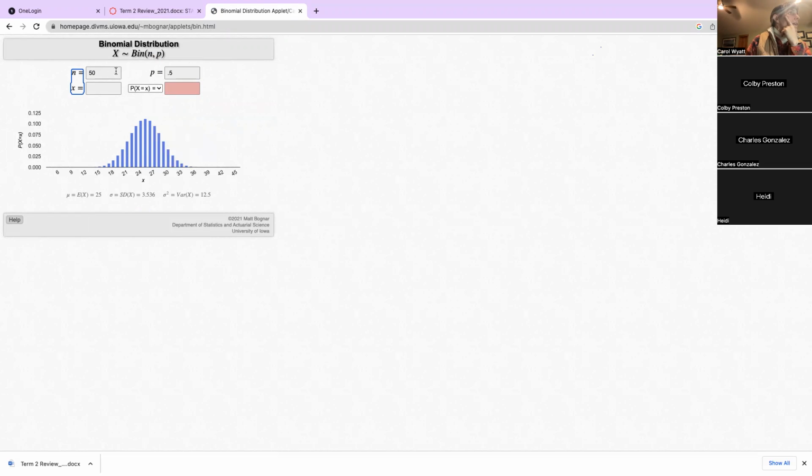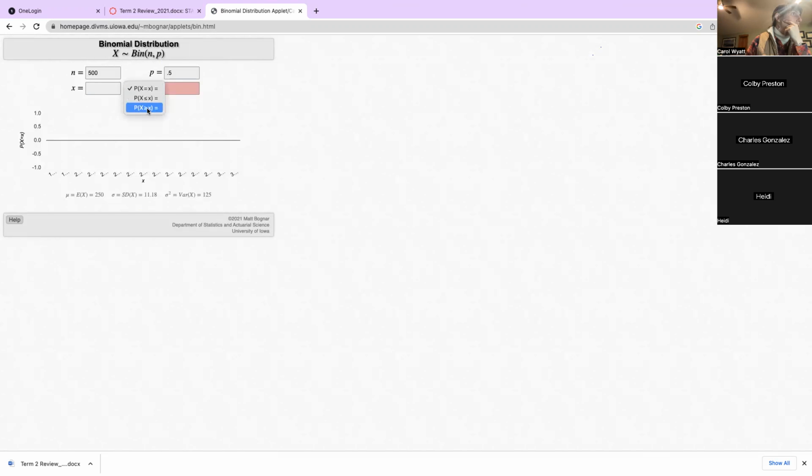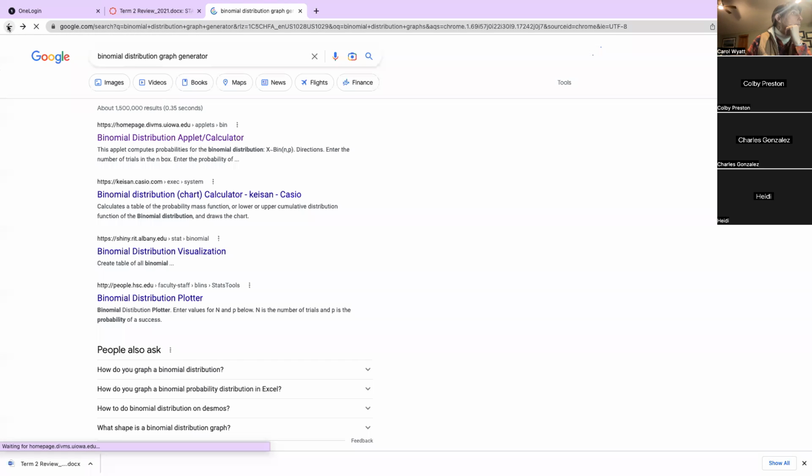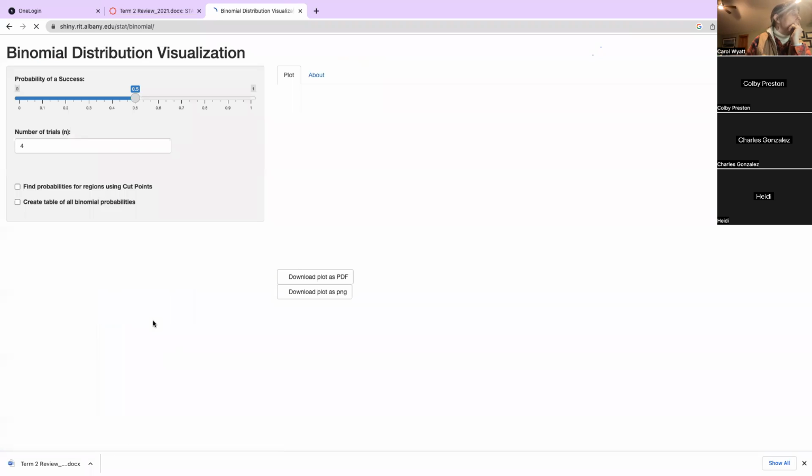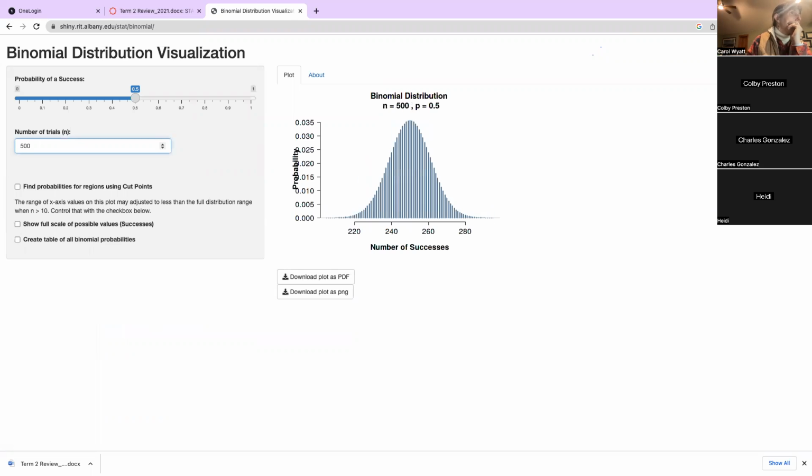If I change that to 500, this graph is not really letting me show it. It doesn't like that number. It's too big for this applet. Let's try this one. There we go. See how almost all the successes are between 220 and 280?